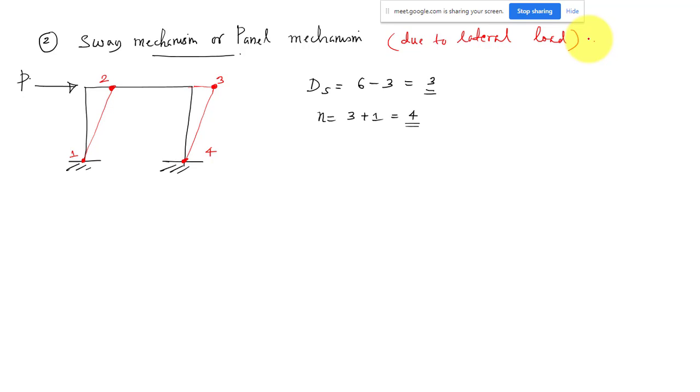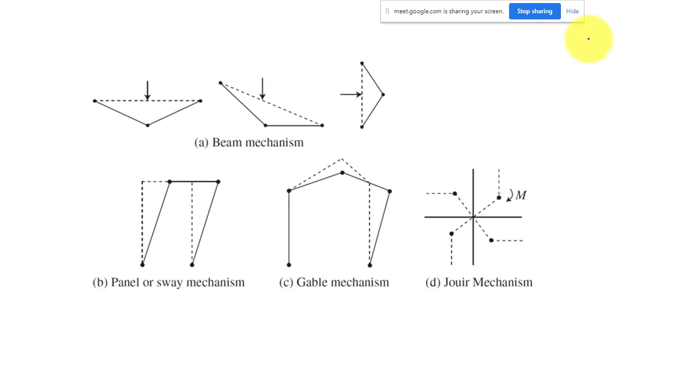There are other types of mechanism also, like, I think I have a slide. Another one is the gable mechanism. Here the roof is an inclined roof, so that type of frame gives a gable mechanism. Another one is called joint mechanism. It happens at the joint.